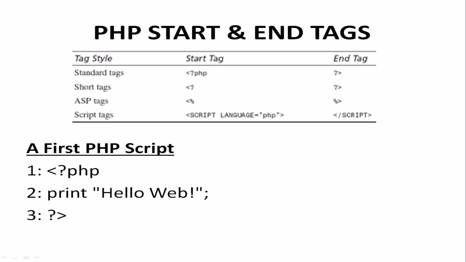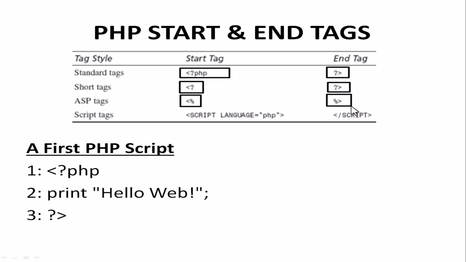So how does a PHP program start? Basically, a PHP program starts with the tag called question mark PHP and ends with the tag called question mark. If you are using a short tag, it starts with the question mark and ends with the question mark. If you are using ASP tags, it starts with the percentage symbol and ends with the percentage symbol.